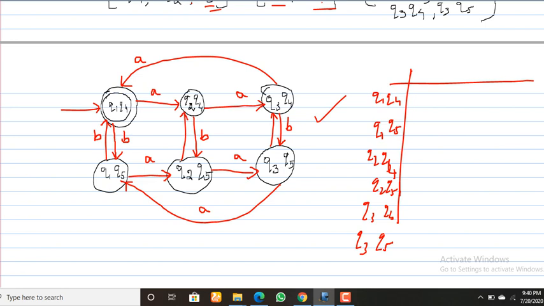Then columns A and B. Q1Q4 on receiving A moves to Q2Q4, and on receiving B moves to Q1Q5. This is the way to fill the transition table. We will cover the remaining things later.